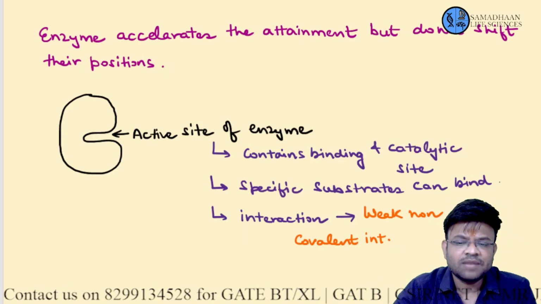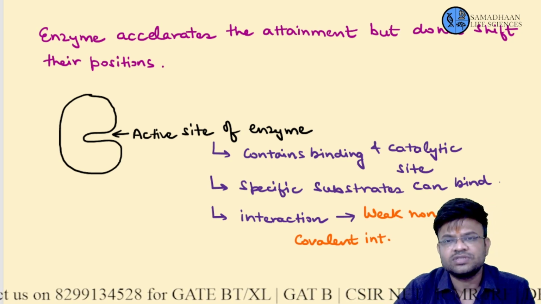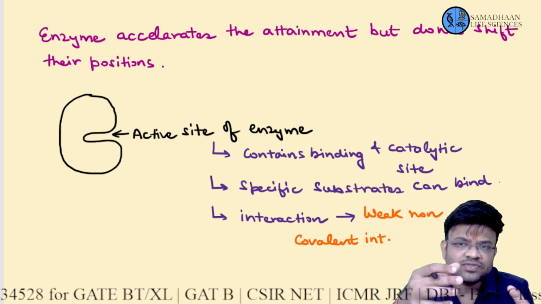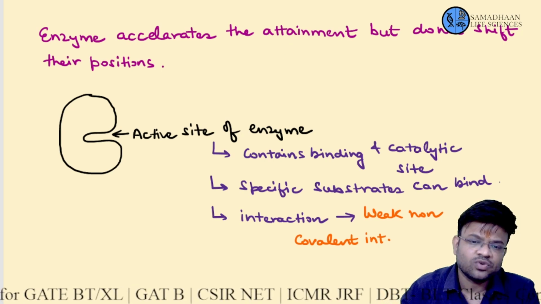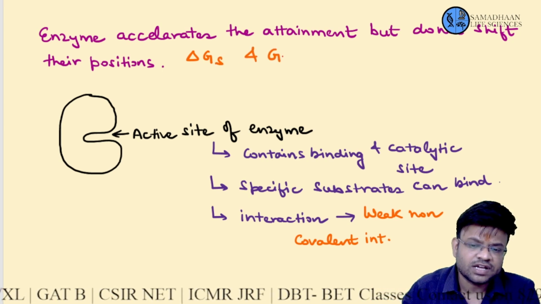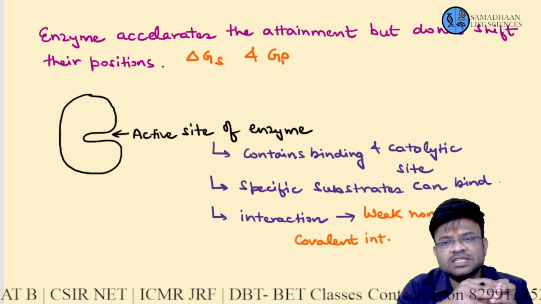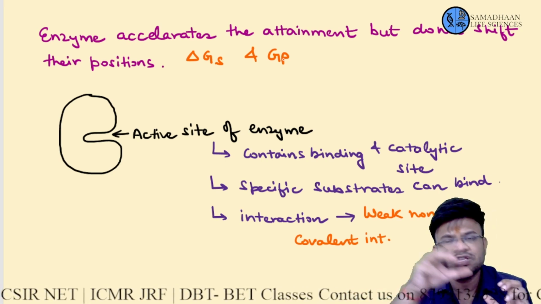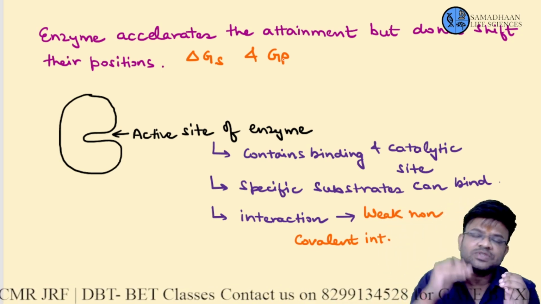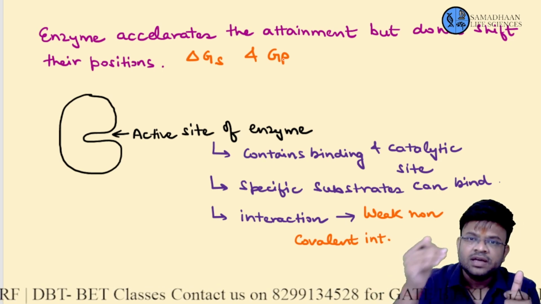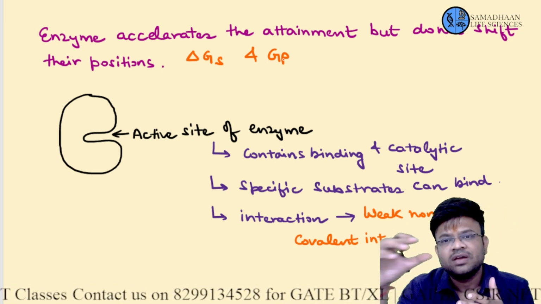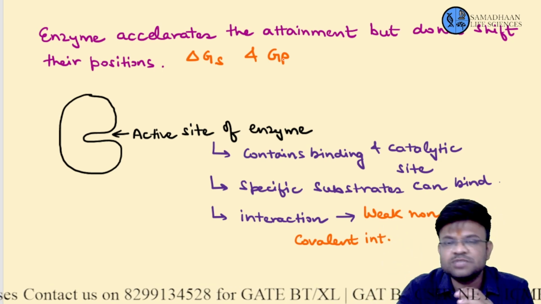Enzyme accelerates the attainment of equilibrium but does not shift positions. Now what do I want to say over here? The free energy of the substrate, rather than position, I must write, that means delta G of substrate and delta G of product, will remain the same. That means the free energy present in the product or in the substrate will remain the same. However, the enzyme will accelerate the speed at which the equilibrium is obtained, or the reaction speeds up.